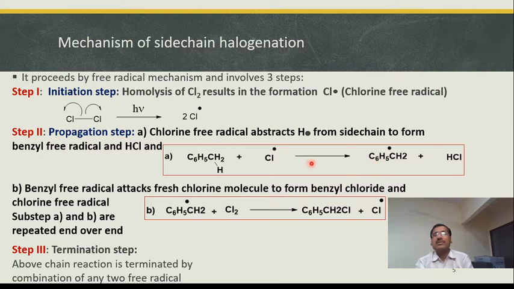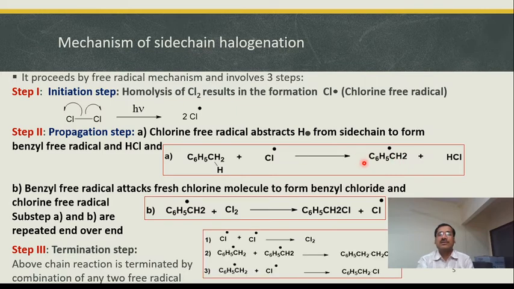So by permutation and combination, you can write three different reactions: combination of two Cl dot, combination of two benzyl radicals, and combination of Cl dot with a benzyl radical. So this is what is represented here: combination of two Cl dot, combination of two benzyl radicals, combination of a benzyl radical with a chlorine free radical. These are the chain terminating steps.